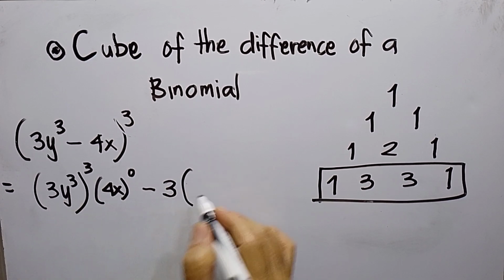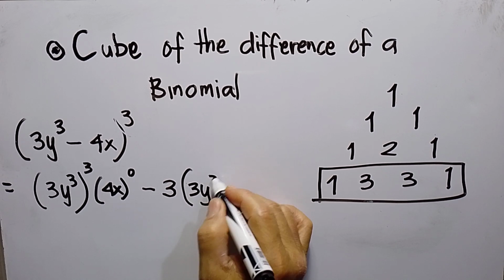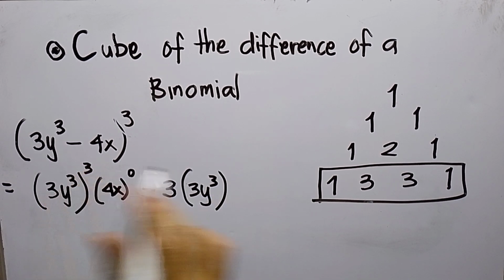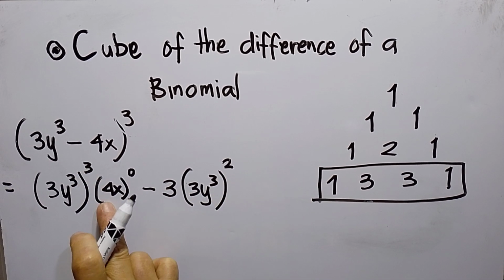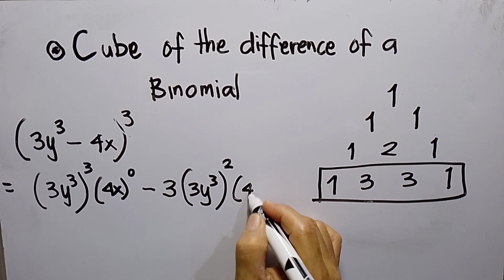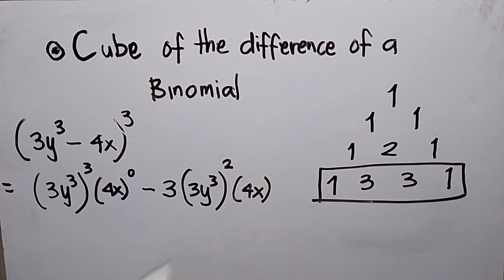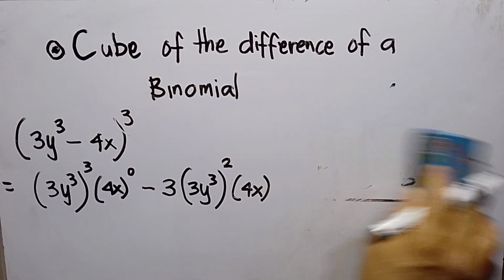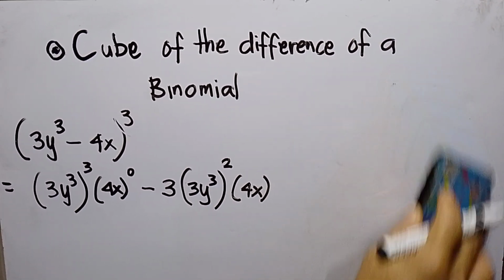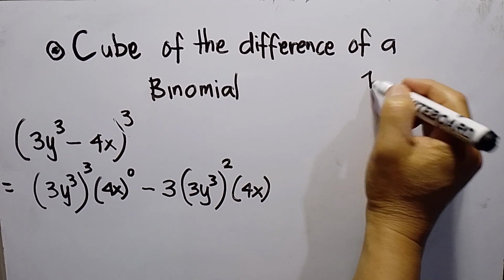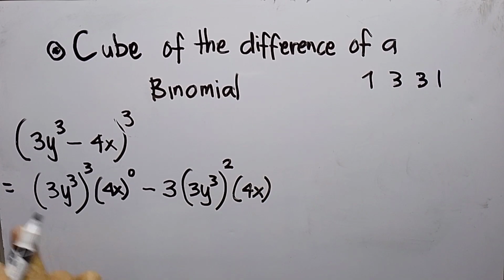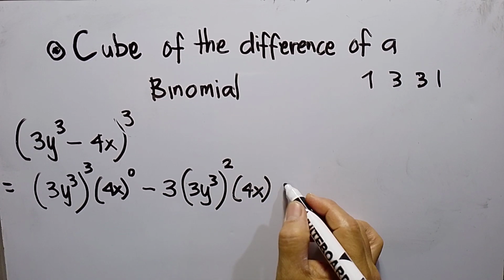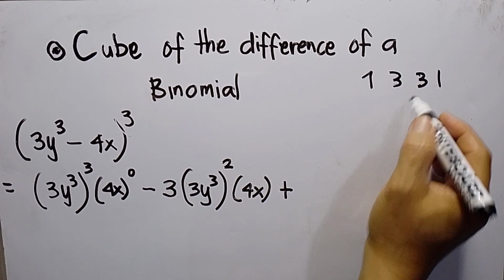Then the first term will be 3y cubed. As I said, decreasing, so this will be 2. And then this will be increasing, so this will be 4x raised to the first power. Okay, next will be 3 again because we have 1, 3, 3, 1. So plus, minus, this will be plus. So 3.